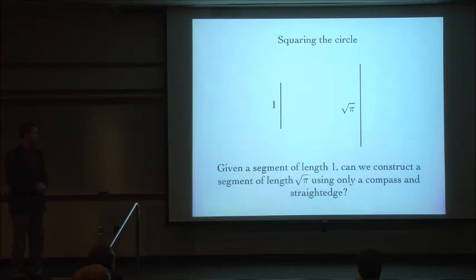Given a line segment of length 1, can we construct a line segment of length square root of pi using only compass and straight edge? So all four of these stories are going to end with a number. I'm not going to write much on the board, but I'll write these four numbers here. So the square root of pi. We want to know, can we construct a line segment of length square root of pi? If we can, then we will be able to square the circle. Okay. So that is the first of our problems.